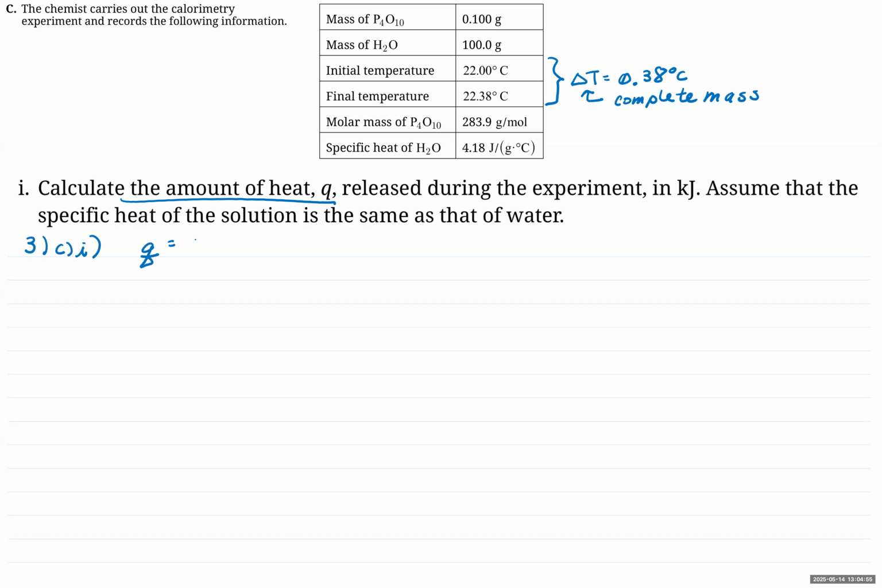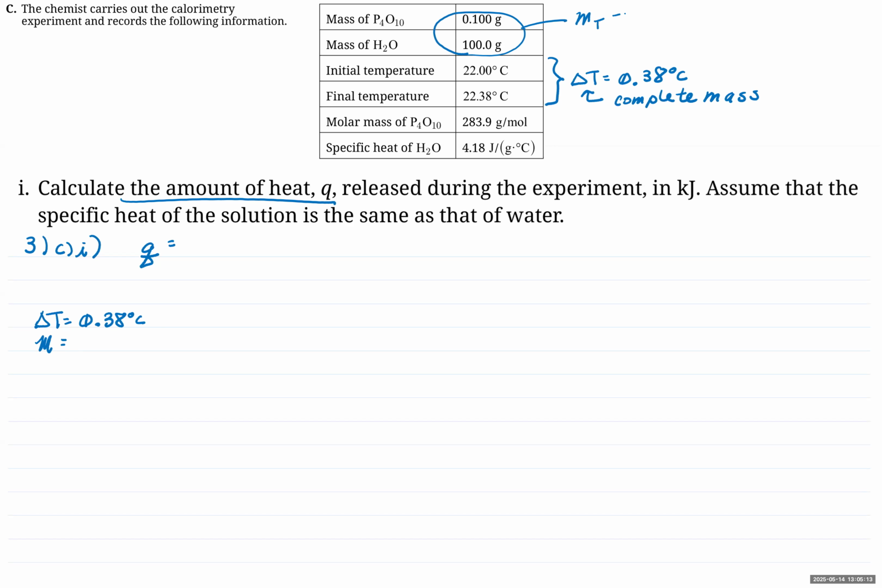So to do our work, I'm going to write some information down. Our delta T as calculated is 0.38 degrees Celsius. We are given our mass, right? And we said it's a total mass, right? So it's going to be the summation of that.